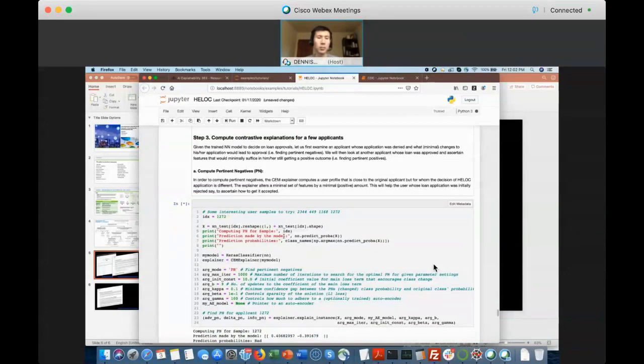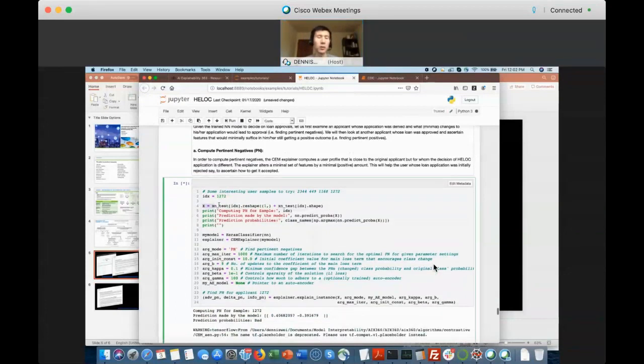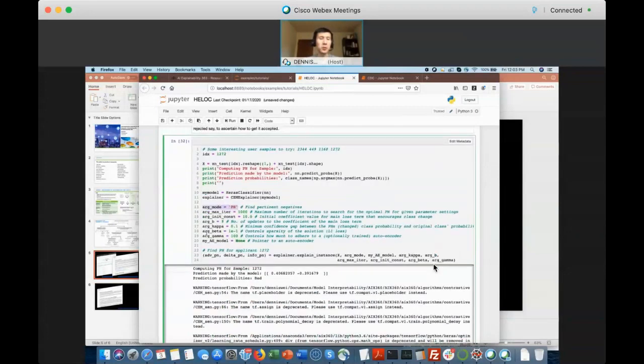Let me explain a little bit of what's going on here. X is pulling out the features of the applicant in question. We're going to invoke the CEM explainer. Again, CEM stands for contrastive explanations method. We're going to put it in mode pertinent negatives. We're finding the pertinent negatives, the things that have to be changed. It requires you setting a bunch of parameters, like basically any algorithm.